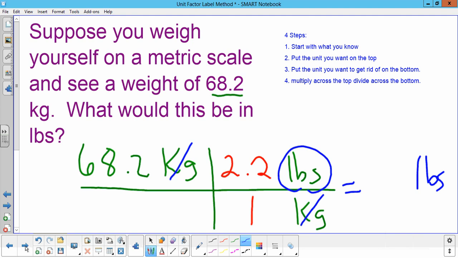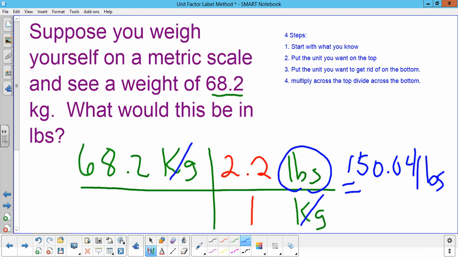What do I do with my numbers? Any numbers that are on the top of the line you multiply, any numbers on the bottom of the line you divide by, so you'll go 68.2 times 2.2 divided by 1. And again, we don't really have to multiply or divide by 1 because it doesn't change anything mathematically. And you would get 150.04 pounds.